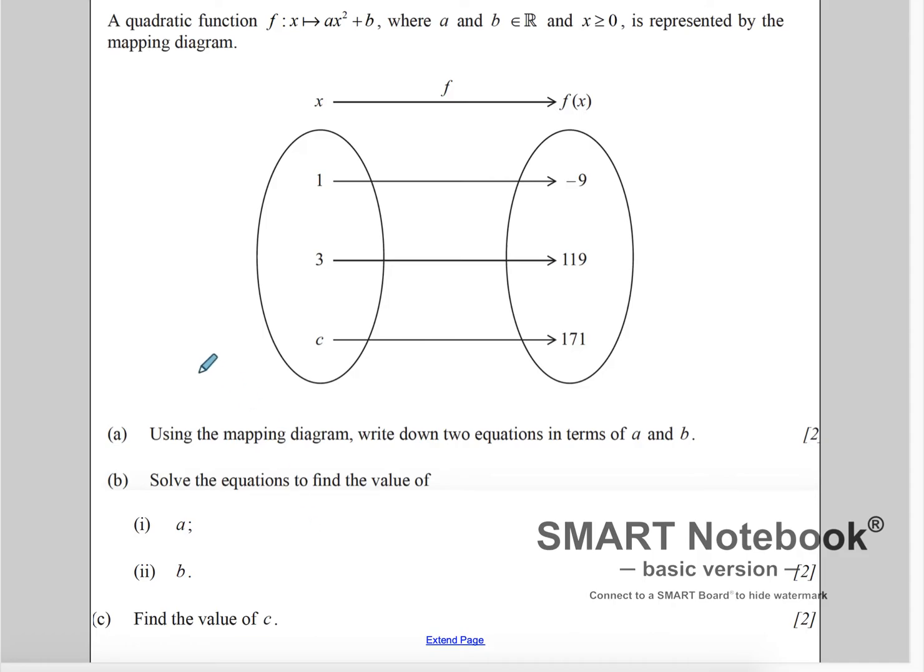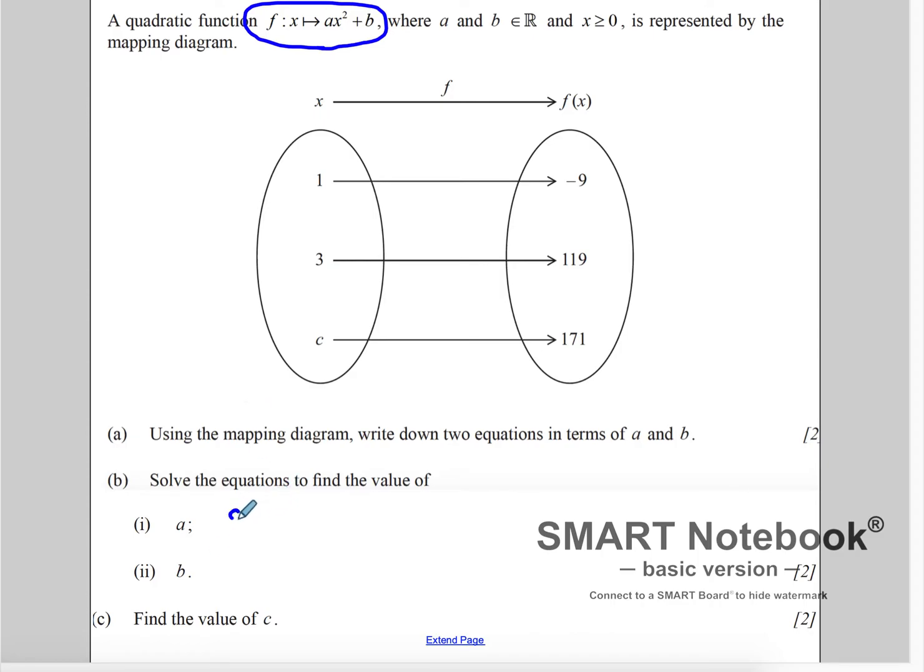Well, I don't really know what a and b are just yet, but I know if I plug 1 in, I get out a -9. And if I plug 3 in, I get out a 119. So how can I use this to my advantage? Well, I see that over here, this is the equation: ax squared plus b is going to be equal to my f of x. So I'm going to use that to my advantage, right?